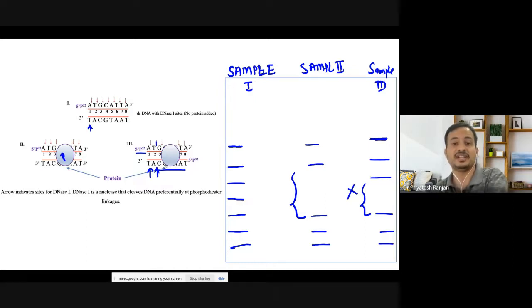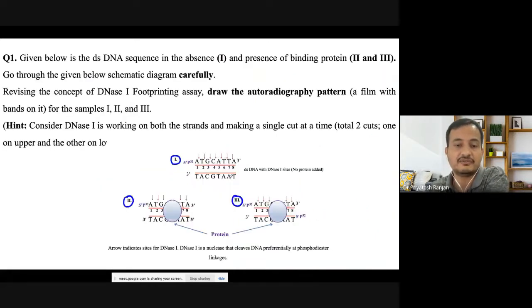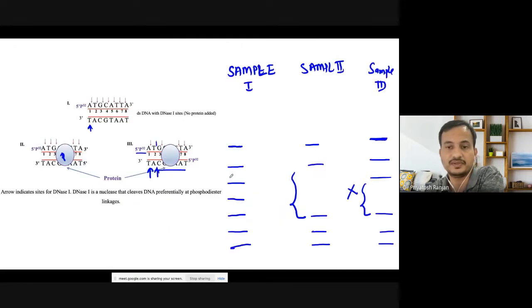Why? Because if I label both the strands, upper and lower, with a 5 prime P32, that will result in the wrong interpretation of data. So that was the whole idea of this question, to make you realize why it's not a good idea to label both the ends with a 5 prime P32 in case of DNase I footprinting assay. I hope this concept is clear to each and every one of you.